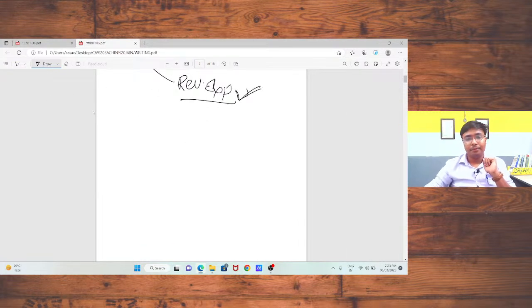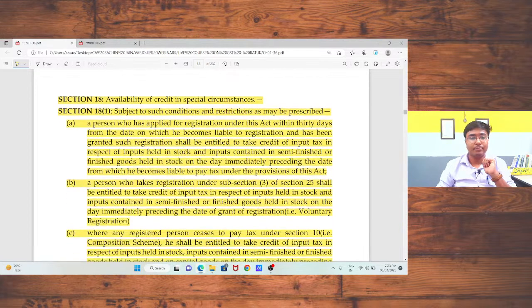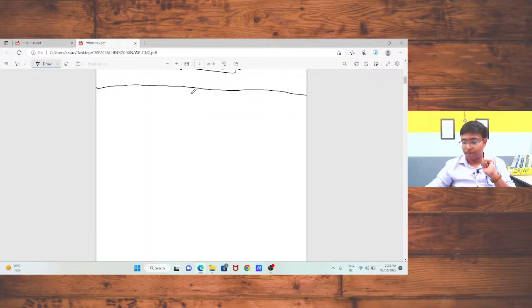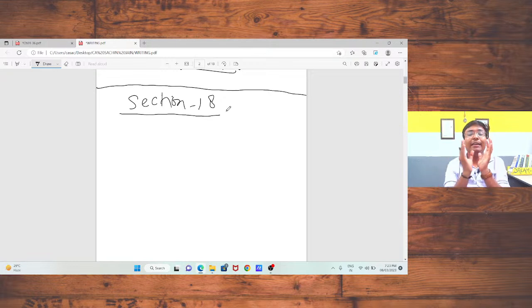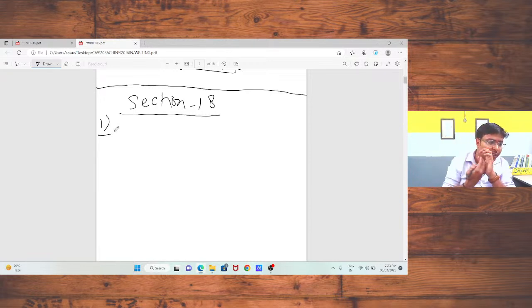Now I am going to explain section 18 in these notes. If you have any query, you may raise the query in the chat box. Section 18, credit in special circumstances, a very important point. There are four situations. I am going to discuss them one by one. Section 18 of the CGST Act. We had already discussed section 17 subsection 5. We will discuss section 17, subsections 1, 2, 3, 4 later.